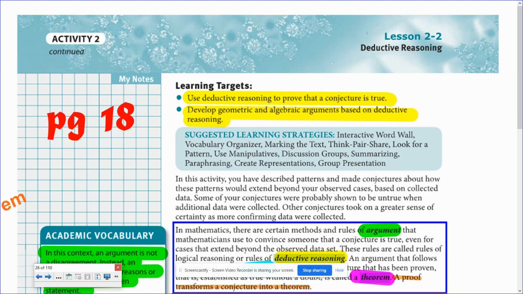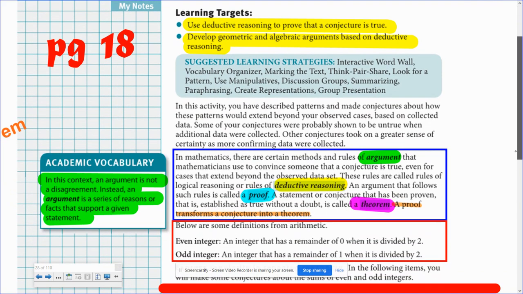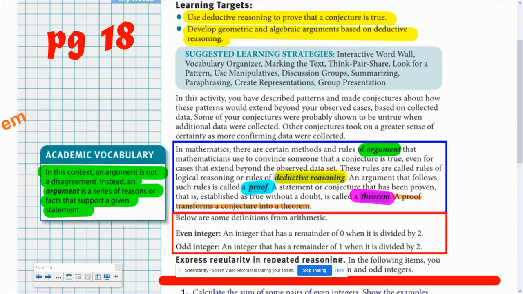So with deductive reasoning, okay, we have to use certain methods and rules called arguments. Now, an argument is not a disagreement in this context, okay? Instead, an argument is a series of reasons or facts that support a given statement. So, our conjecture, in order to prove that it's true, we need to use arguments, okay? And the way we do that is this process of deductive reasoning, okay? These rules are called rules of logical reasoning, also known as deductive reasoning, okay? An argument that follows such rules is a proof.